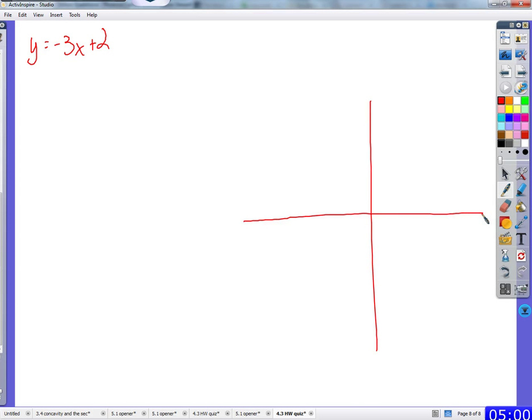You just take a minute and see if you can find a couple of points, real quick, real easy, and draw your line. Okay, what's the easiest point we can find?